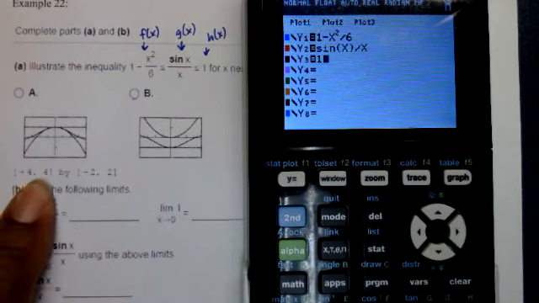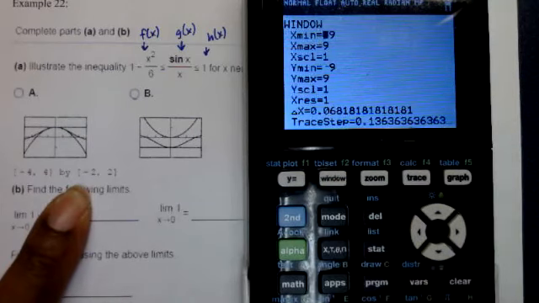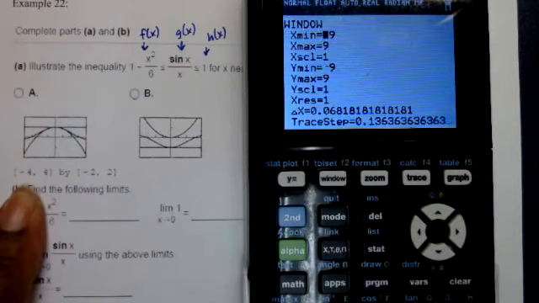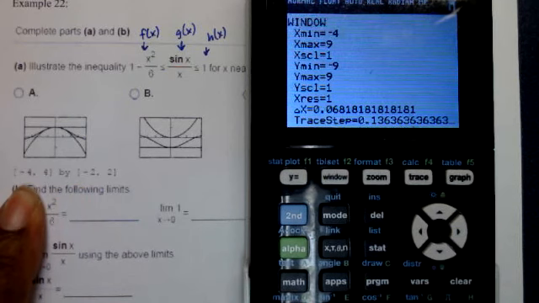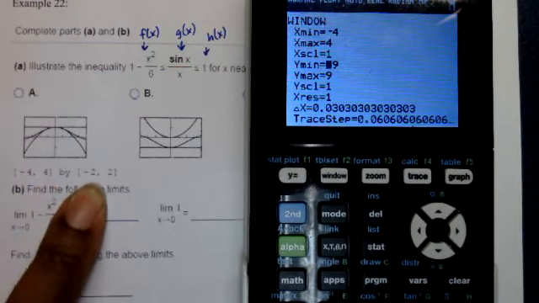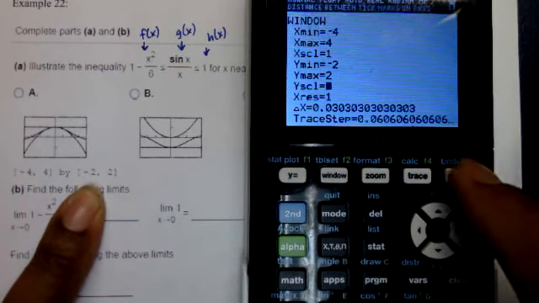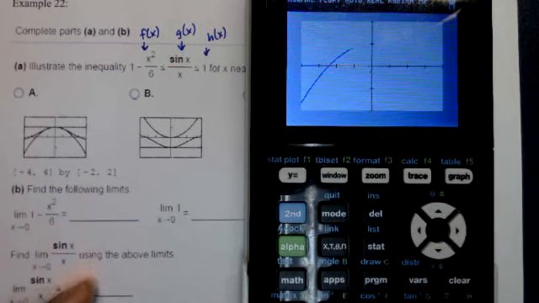And I think they give you some dimensions here that you can use for your window. So I'm going to press window. X min would be -4. X max would be 4. The x scale will remain at 1. But these are for your y's here, -2 to 2. Y min will be -2. Y max will be 2. The y scale will remain at 1. Then we press graph.